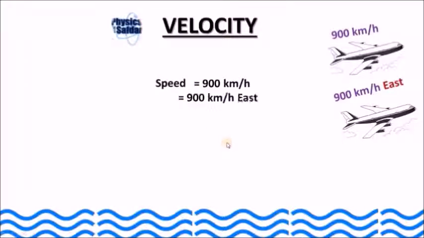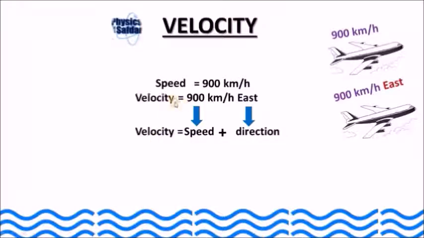Look at the second aircraft. 900 kilometer per hour east. You can see here 900 kilometer per hour, that's the speed because distance and time is given. The second thing, east, that's the direction. Now we have speed plus direction. That makes a new quantity called velocity. That's why 900 kilometer per hour due east is the velocity of the second aircraft.